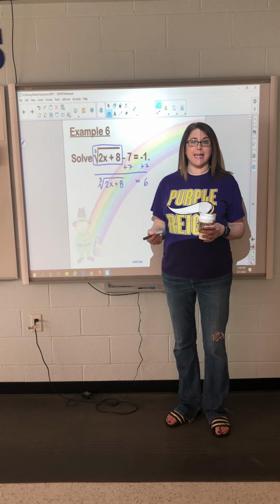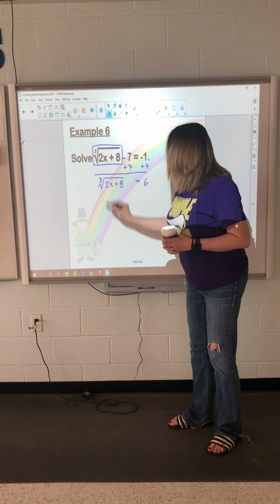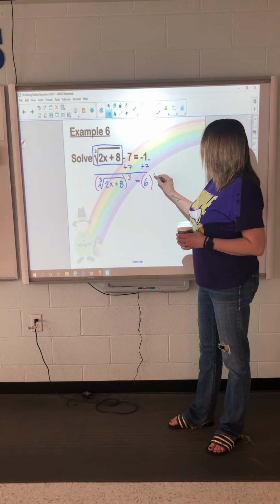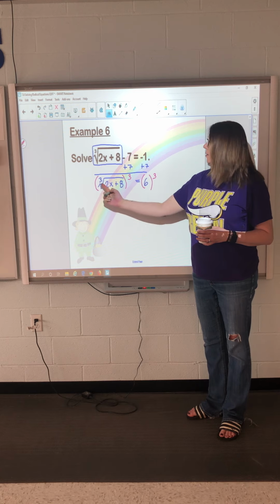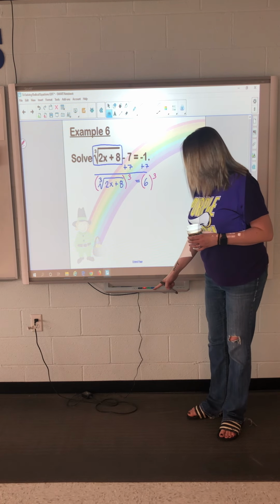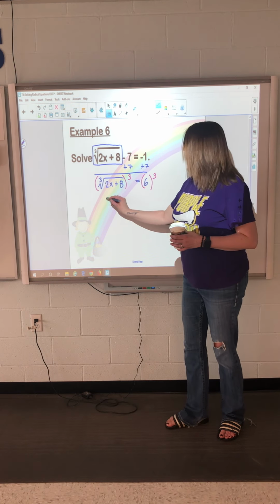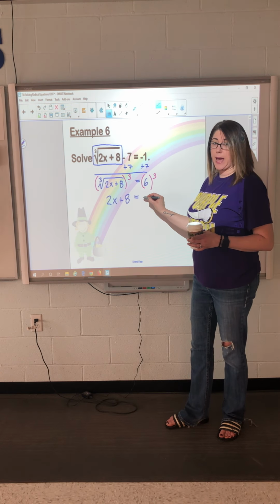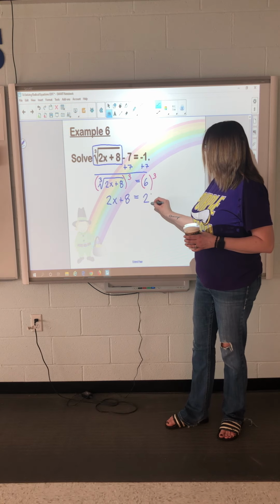So I can see that my index is a 3, which tells me I'm going to have to raise that side to the third power. And whatever I do to one side, I have to do to the other. So cube root and a cube power, they're going to cancel each other out. So we're going to be left with 2x plus 8 equals 6 to the third power, which is 216.